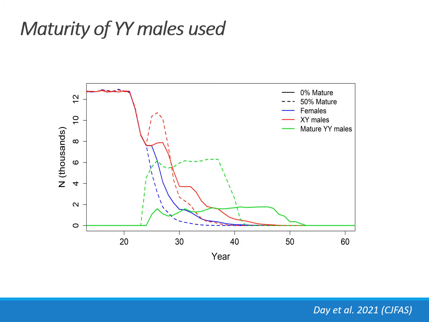In this figure, you're seeing the size of the wild brook trout population over time in the red and blue, and I want you to look at the number of mature YY males over time that are available for breeding when you have 50% mature YY males in the system, which is the dotted green line, versus 0%. And you see the dotted line, like look at the blue line, the number of females, is decreasing much faster, much earlier than the solid line, and that's solely due to increasing the maturity of the YY males that are outplanted.